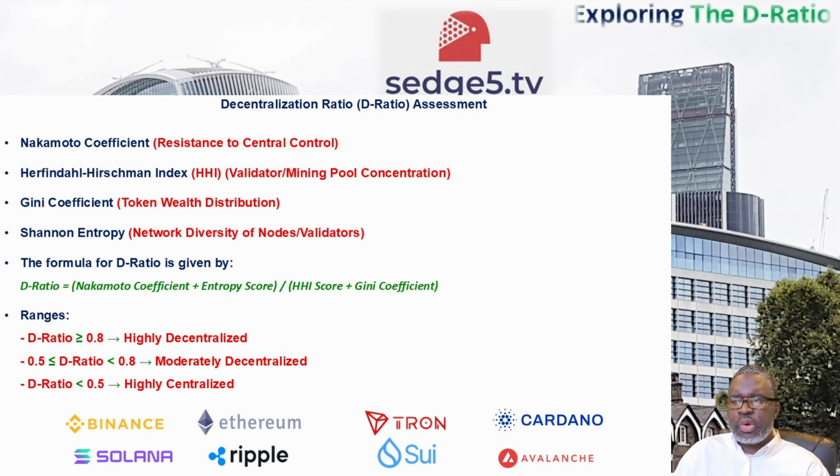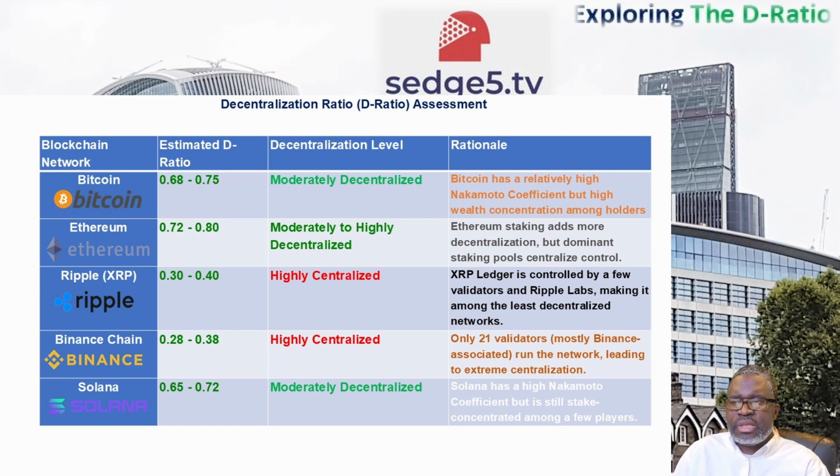Bitcoin has a ratio of 0.68 to 0.75, which means it's moderately decentralized. I'm sure Bitcoin maxis will be up in arms saying you don't know anything, Bitcoin has been tested and so forth. But decentralization is not an instant thing. It's kind of a range, and it's a living range. Certain factors can combine to give you a set of circumstances that would then qualify a blockchain network as decentralized at any point in time, or moderately decentralized, or even centralized. As you will see with Bitcoin, it has a relatively high Nakamoto coefficient, but high wealth concentration among holders. That is what knocks it down to a moderately decentralized network.